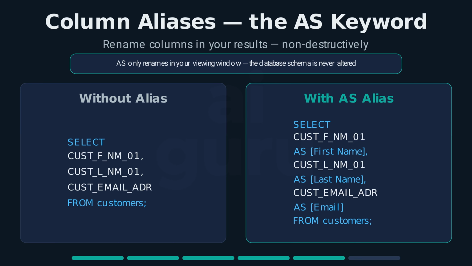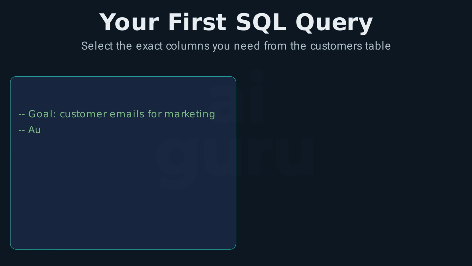Instead of just selecting first name, you write first name AS, and then brackets around first name, with a space in between the words. The brackets tell the system to treat the space as part of the new name. Wait, does that overwrite the actual database? Like, will the database engineers be furious with me for changing their table? Not at all. It's completely non-destructive. You are only renaming the column in your temporary viewing window. The underlying architecture of students is perfectly safe. Okay, that is a huge relief.